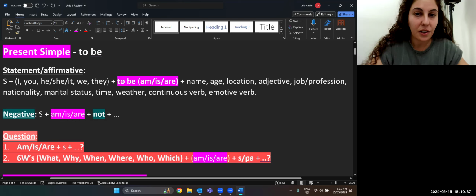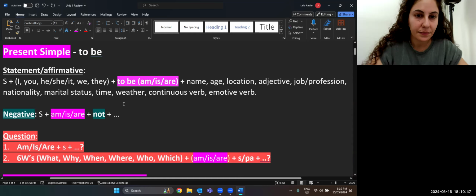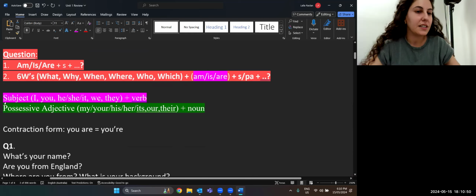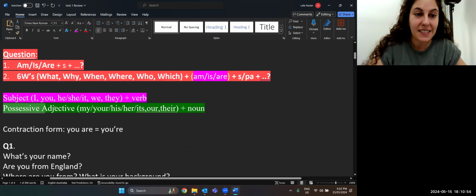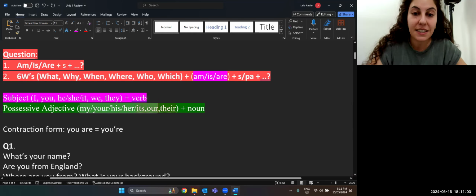Okay, so now we're going to look at the difference between a subject and a possessive adjective. So remember, a subject is I, you, he, she, it, we, they, and then a verb. But a possessive adjective is saying my, your, his, her, its, our, their. And the difference you can see here is that it's a noun, not a verb.